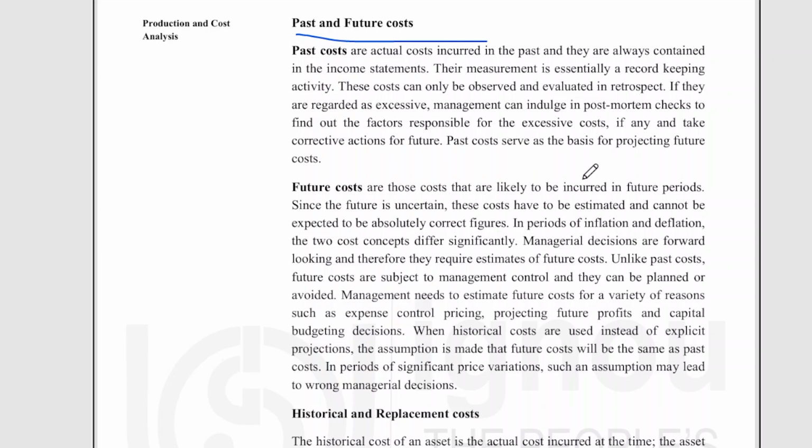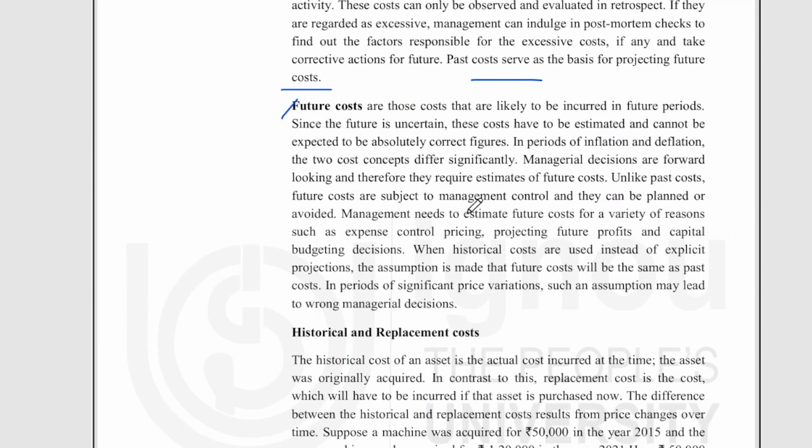If they are regarded as excessive, management can indulge in post-mortem checks to find out the factors responsible for the excessive cost, if any, and take corrective action for the future. Past costs serve as the basis for projecting future cost. And future costs are those costs that are likely to be incurred in a future period. Since the future is uncertain, these costs have to be estimated and cannot be expected to be absolutely correct figures.